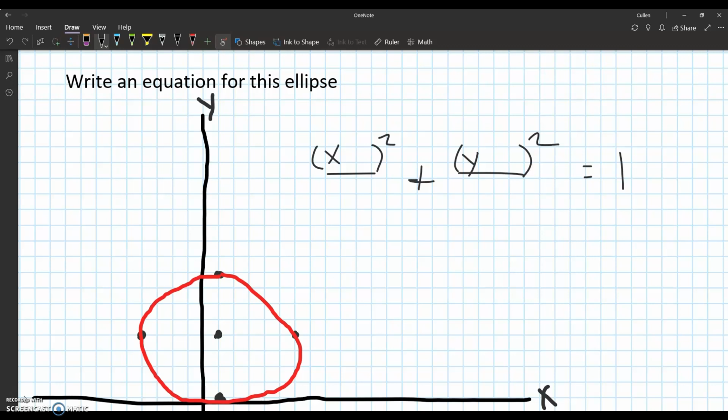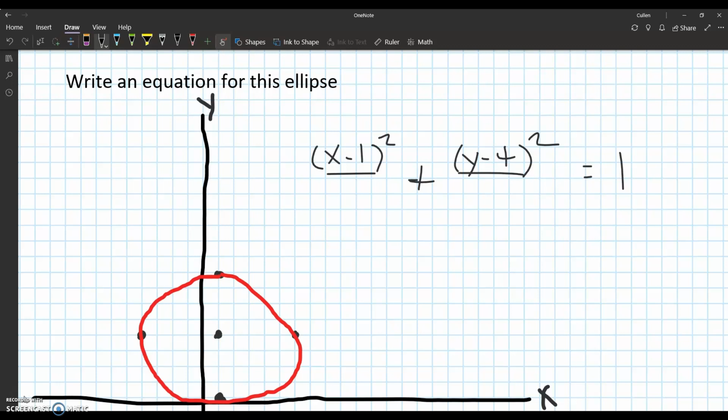So what you want to do is find the center first. This center is over 1, up 1, 2, 3, 4. So our x coordinate is positive 1, so we're going to do x minus 1. Make sure you change your signs. And then our y coordinate is 1, 2, 3, 4, so we're going to change that to y minus 4 also.